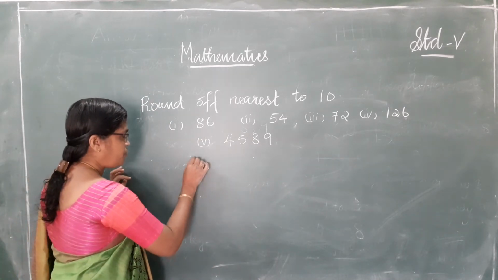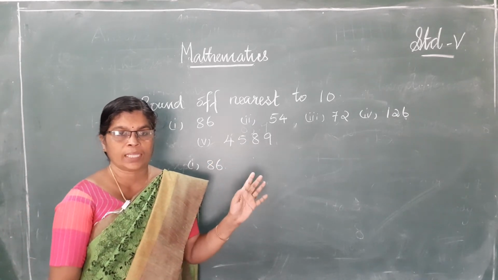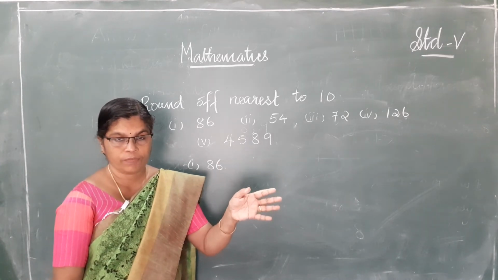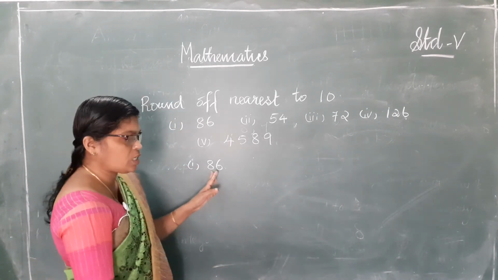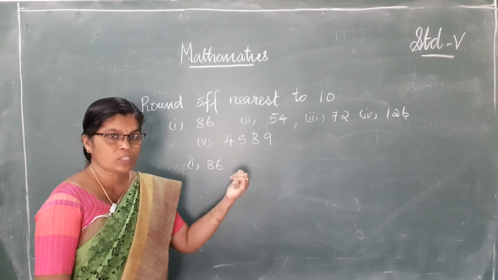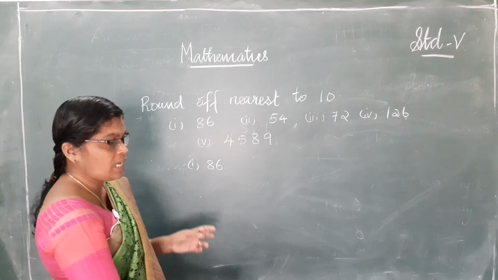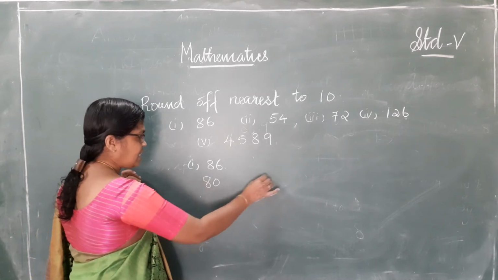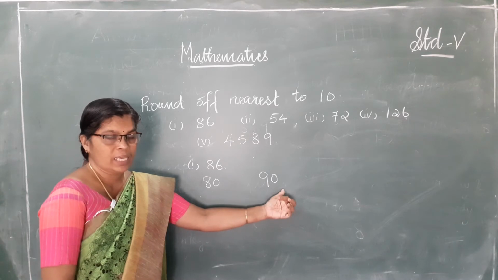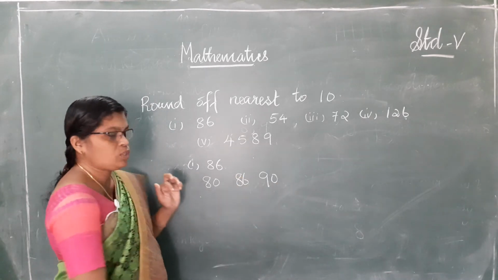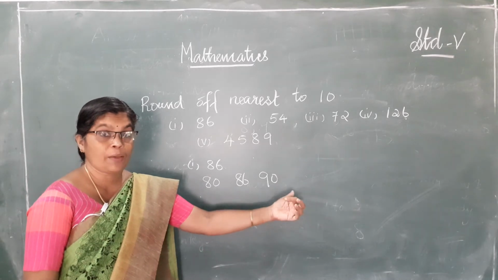First, the first number is 86. We have to round off nearest to 10. You know that when you round off, we write only the multiples of 10: 10, 20, 30, 40, 50, 60, 70, 80, 90. Only one of them should come. Which is nearest to 86? 86 comes in between 80 and 90. These are the rounding numbers. Either 80 or 90 should come when we round off.